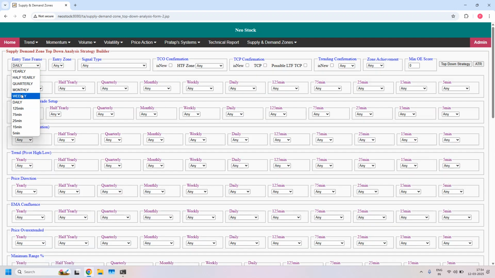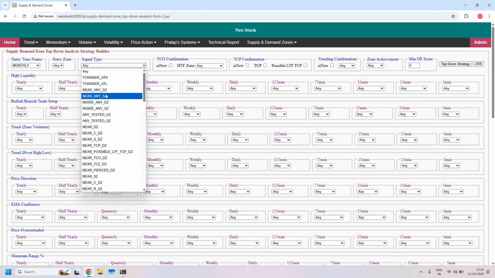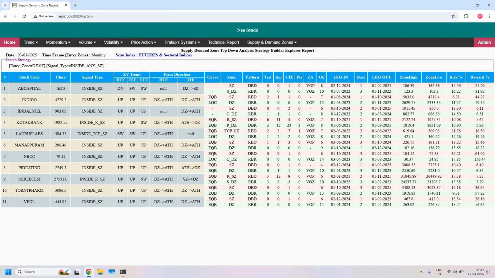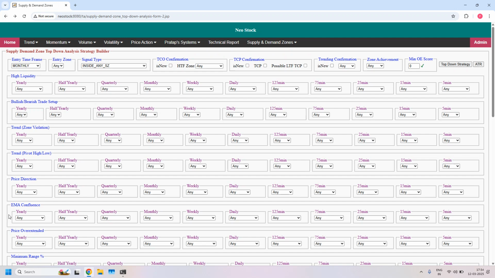Monthly time frame. Price closed inside the monthly supply zone. We got 11 stocks. Let's check out of these 11 how many monthly supply zones are having monthly EMA confluence.